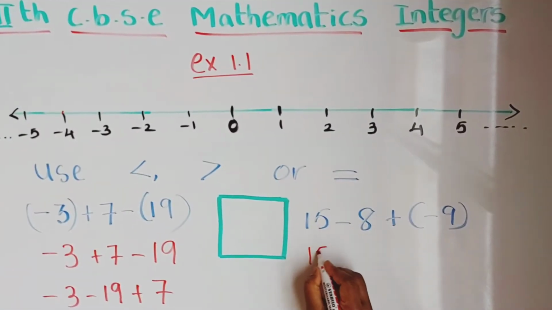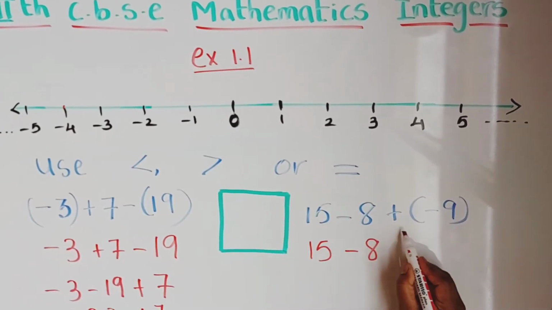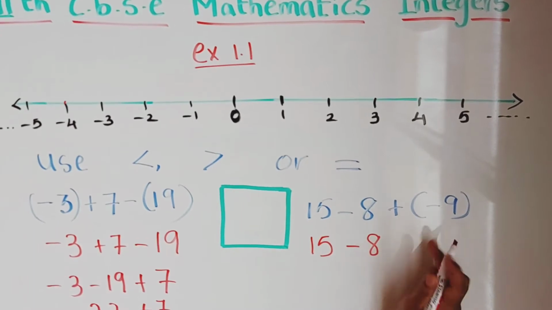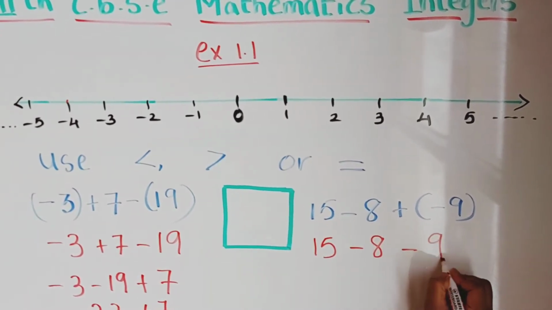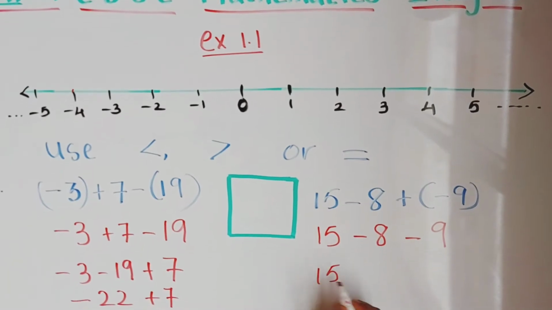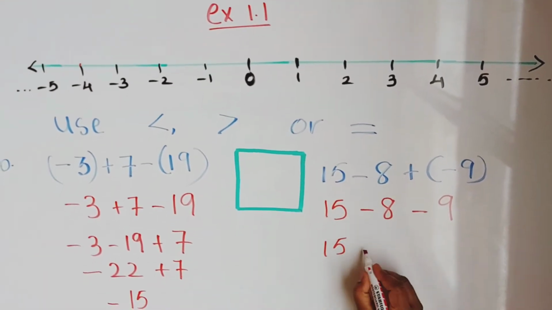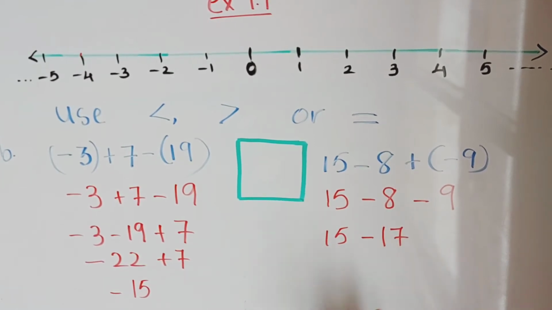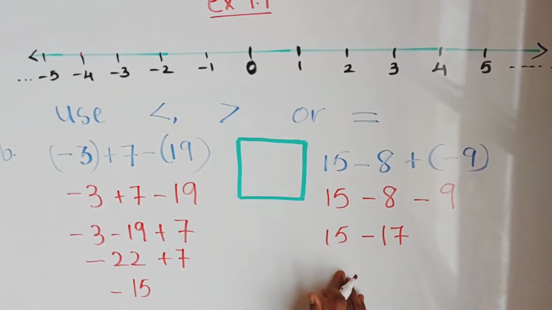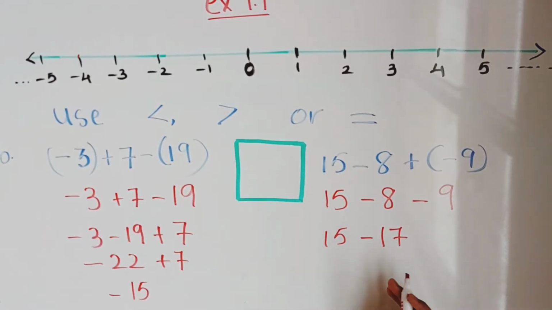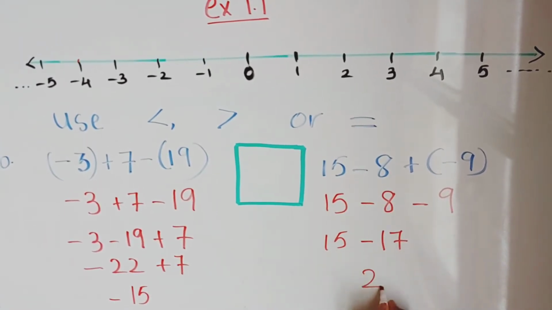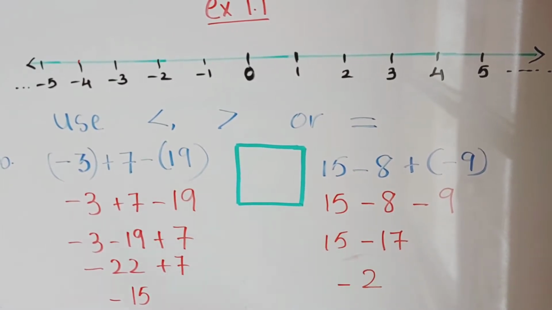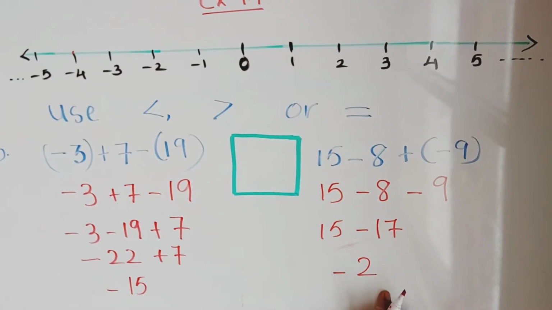Right hand side part children. I am writing 15 minus 8 and plus minus. You know one negative sign and positive sign together, minus. Minus 9. So 15. First we add minus 8 minus 9. It is minus 17, right? So 15 minus 17. One negative integer and one positive integer. We have to subtract. What is the answer? 17 minus 15 is 2 and the biggest number sign is minus, right? So here it is minus 15 and here it is minus 2.